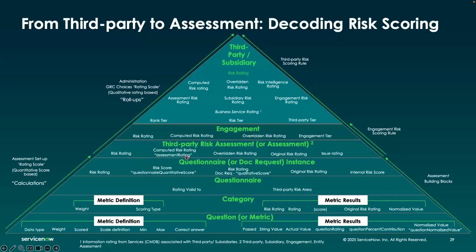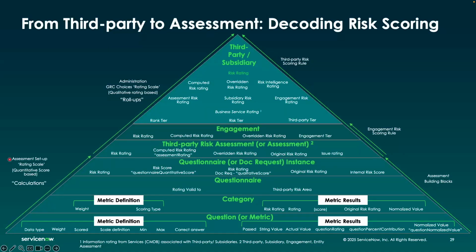Computed risk rating. Computed risk rating is the risk rating that is computed using the assessment rating formula. The computed risk rating, in case the risk rating is overridden by the third-party risk manager, is never altered in this attribute for future reference during the assessment. Overridden risk rating. If the third-party risk manager decides to override the computed risk rating, then it is stored in this attribute. The risk rating updates to now reflect the overridden risk rating.